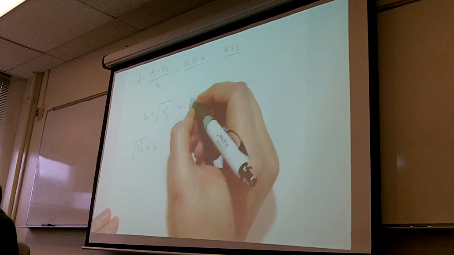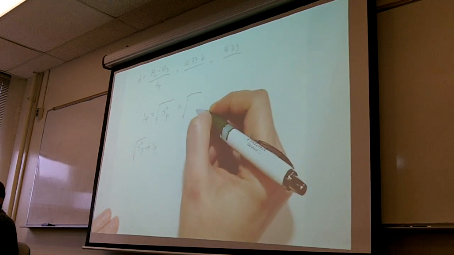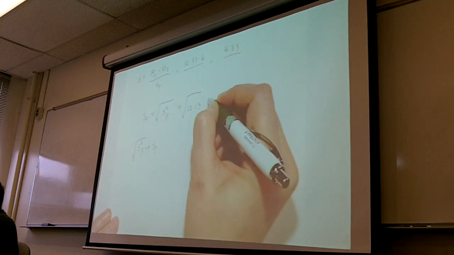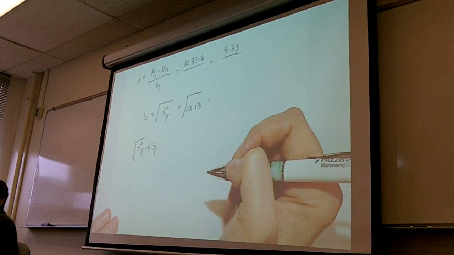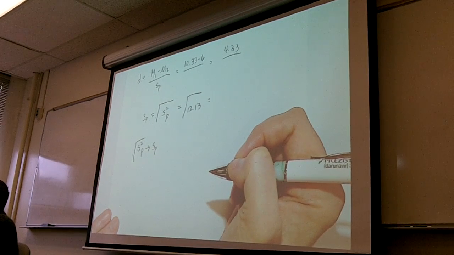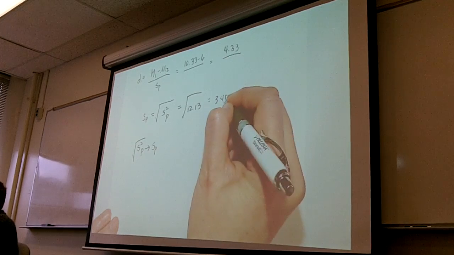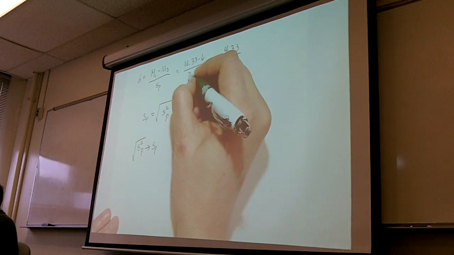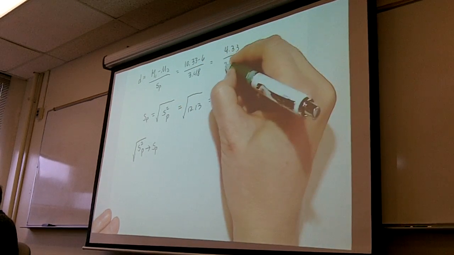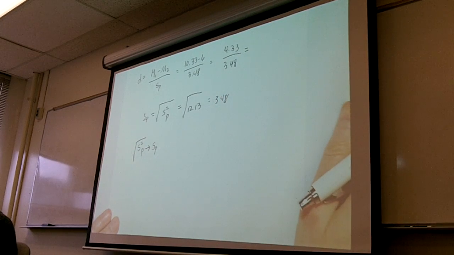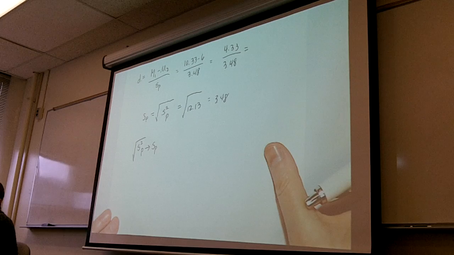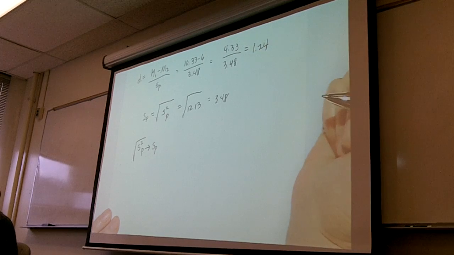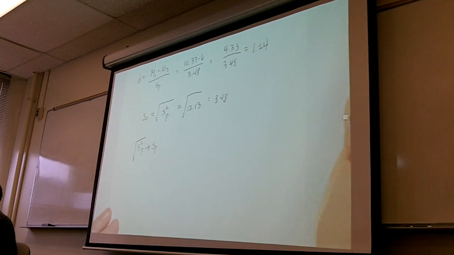We're unsquaring now. Okay. So, what was our pooled sample variance? 12.13. So what's the square root of 12.13? 3.48. Yes? Okay. So that means 3.48 goes in the denominator up there. And what is 4.33 divided by 3.48? 1.24. Yeah. Okay. So our Cohen's d is 1.24.